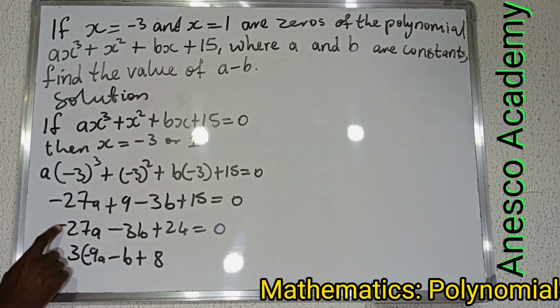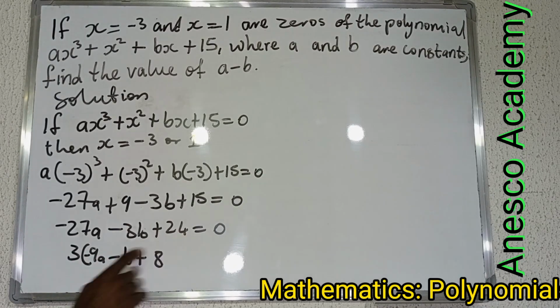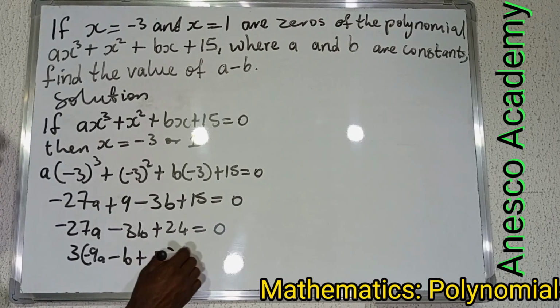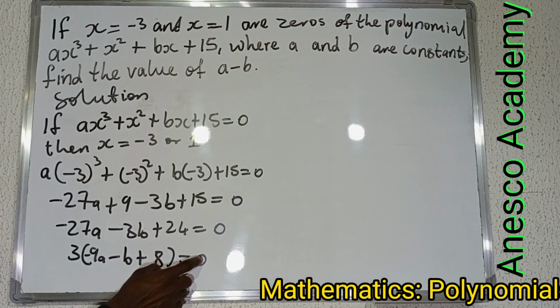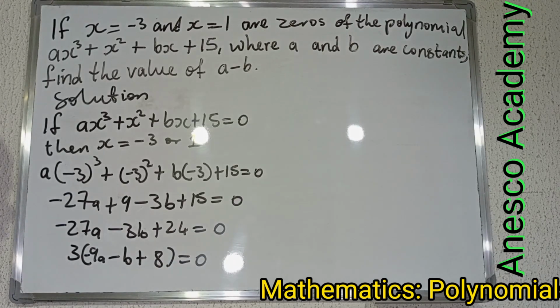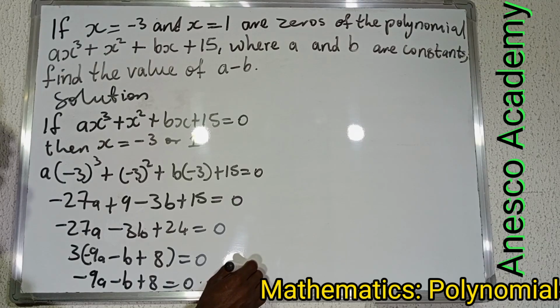How are we getting this number? -27a divided by 3 will give us -9a. Minus 3b divided by 3 will give us -b. 24 divided by 3 will give us 8 is equals to 0. When you have two numbers multiplying themselves and the product is 0, it means that one of them is 0. And of course, definitely not 3. So it means that -9a minus b plus 8 is equals to what? 0. That becomes our equation 1.